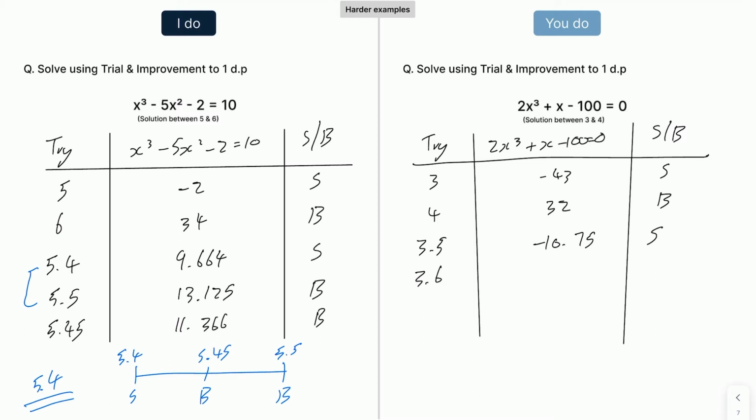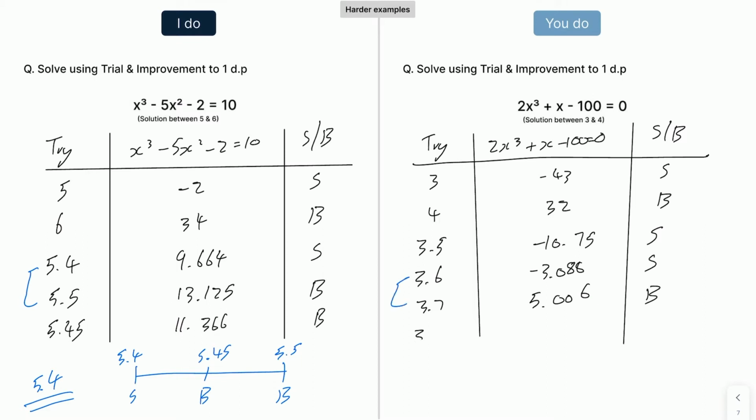So that 3.6 gives me -3.088, which is still small. 3.7 gives me 5.006, which is big. Okay, so now I have trapped my answer. The answer's in this range here.